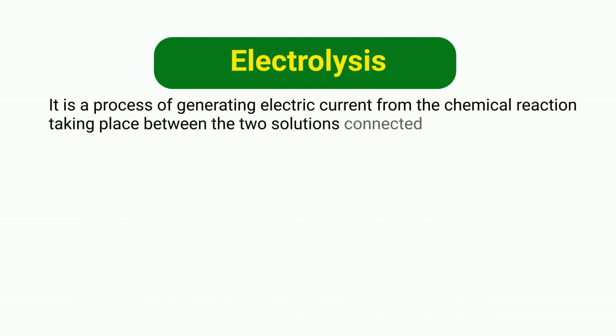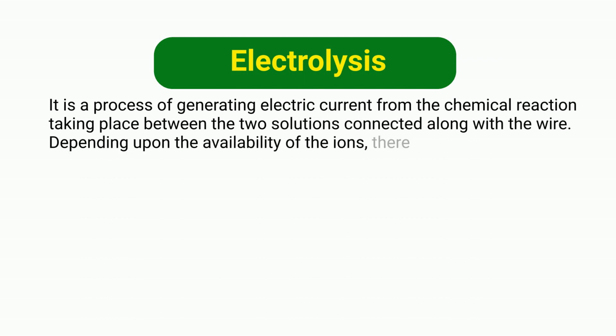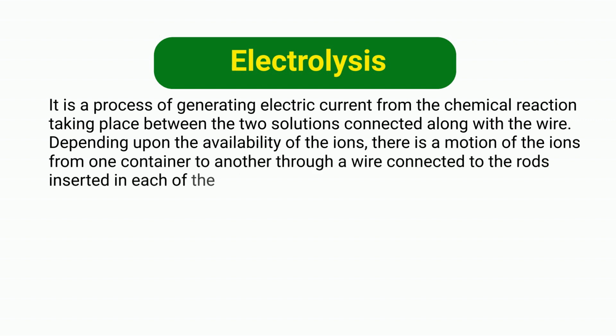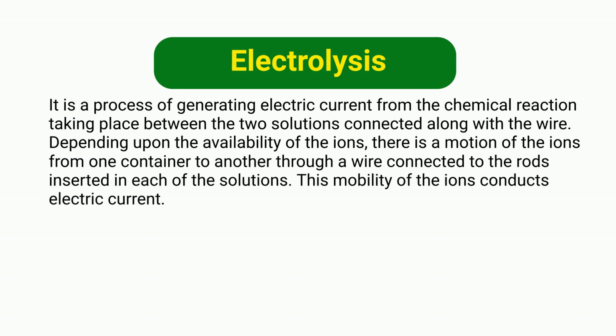Electrolysis. It is a process of generating electric current from the chemical reaction taking place between the two solutions connected along with the wire. Depending upon the availability of the ions, there is a motion of the ions from one container to another through a wire connected to the rods inserted in each of the solutions. This mobility of the ions conducts electric current.